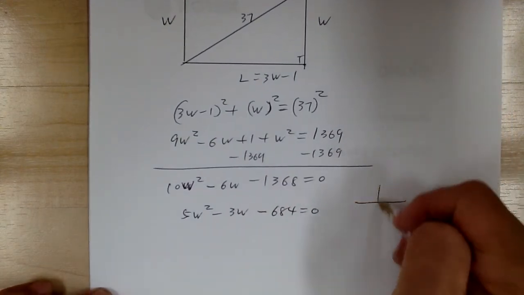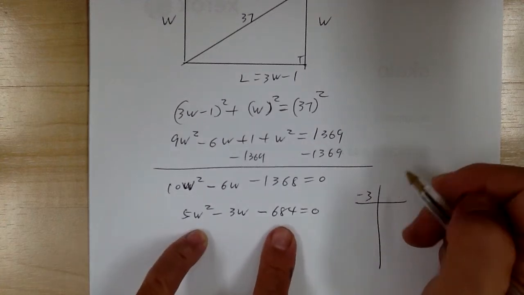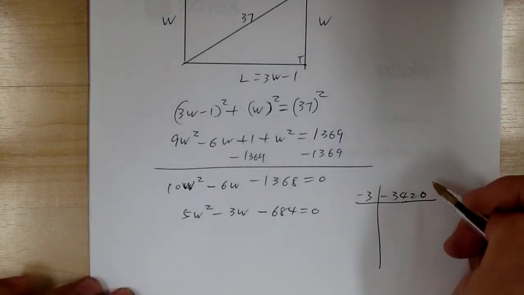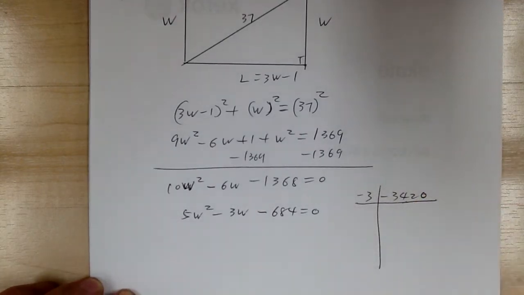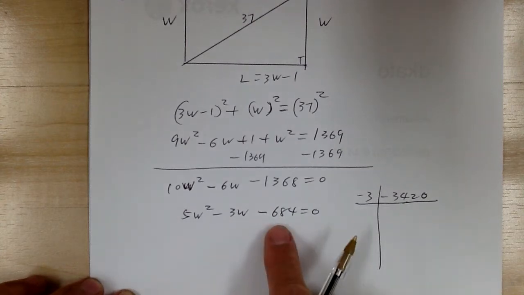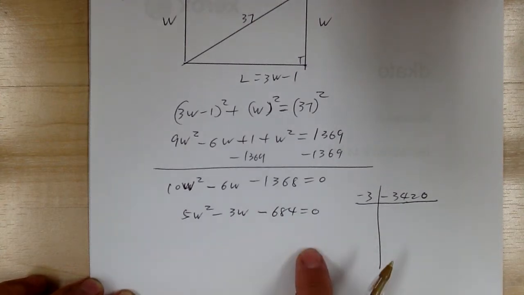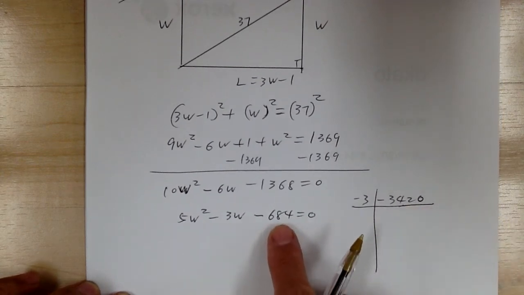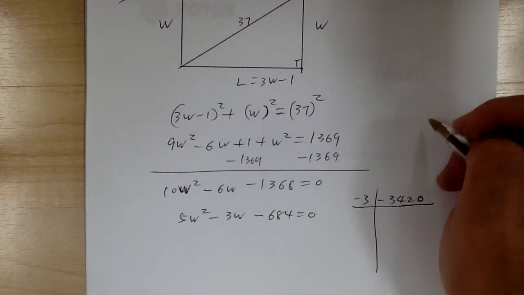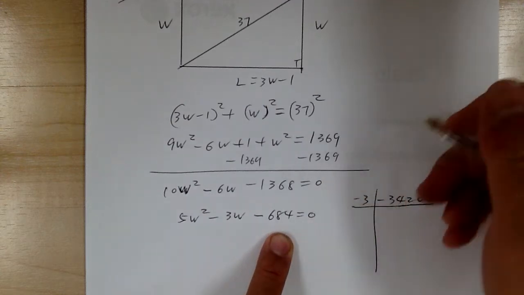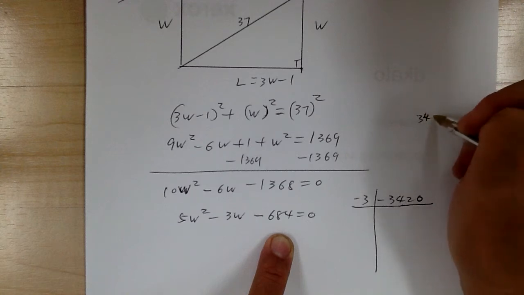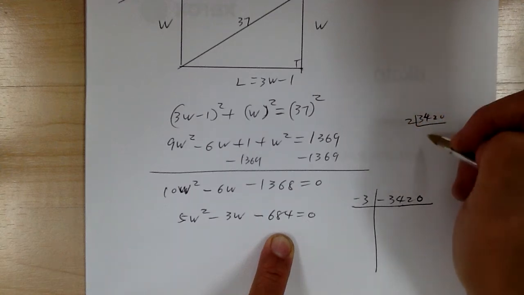Now when you use the master product, you're going to get negative 3 and this would give you negative 3420. Using the master product is going to be kind of long. Other options are to use the quadratic formula, or complete the square. Another way is to figure out what these numbers could be by breaking down 3420 into its prime factorization.